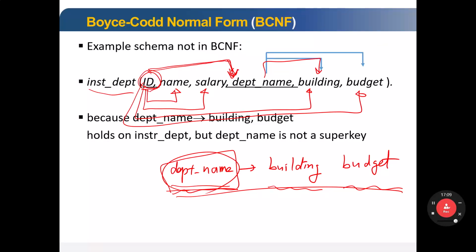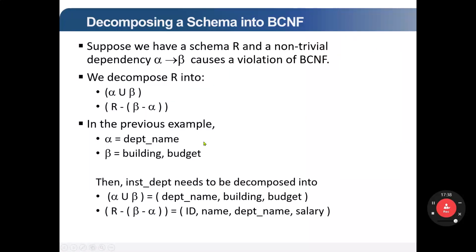Okay? Question? In BCNF, the determinant of all functional dependencies should be a super key. So yes, the left side of the functional dependency must be a super key. If that is true, then we say the table is in BCNF. Okay? Easy. So suppose we found that a table is not in BCNF.